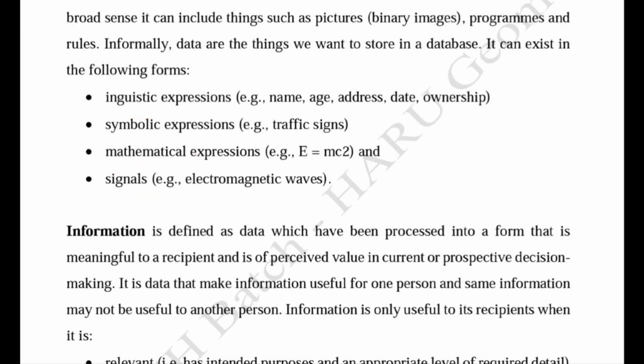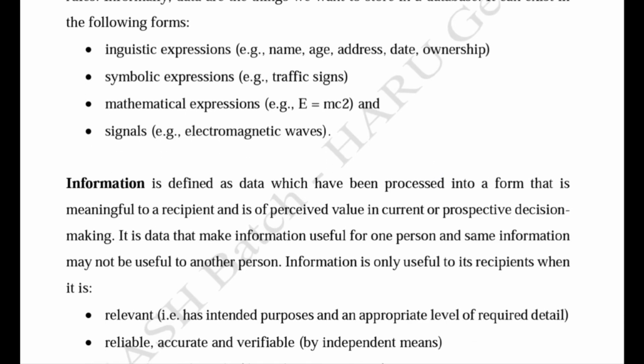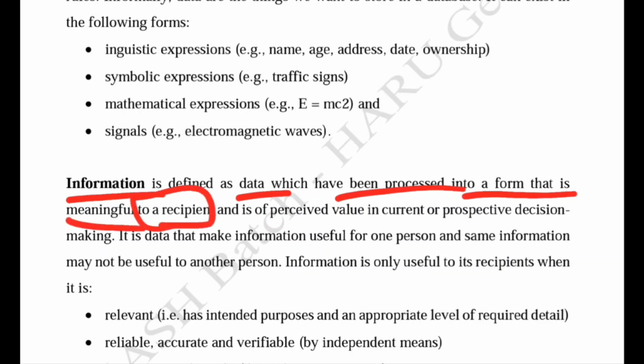But information is also data, but in a form that we can easily process, or understand in a simple way. So after processing the data, we achieve the information. Information is defined as data which has been processed into a form that is meaningful to a recipient and is of perceived value in current or prospective decision making.